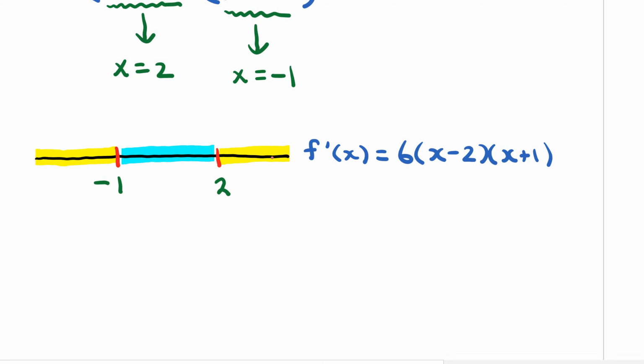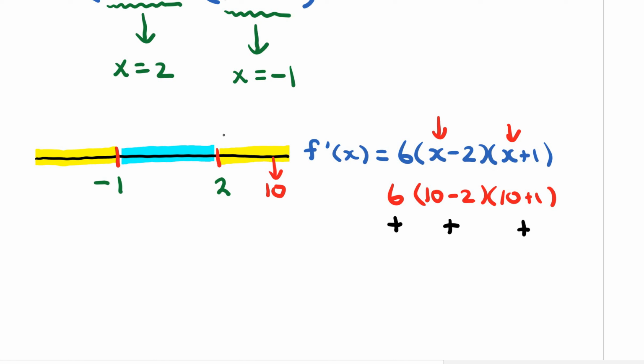If I look at this far interval over here, a very good test number that I can pick in this yellow region could be a number like 10, for example. And anytime we see an x here, we're going to replace those x's with a 10. So if I put a 10 here, that's going to be 10 minus 2, 10 plus 1, and then there's a 6 there, right? So what I see is that this is going to be positive, and that's positive, so that means this region is going to be positive.